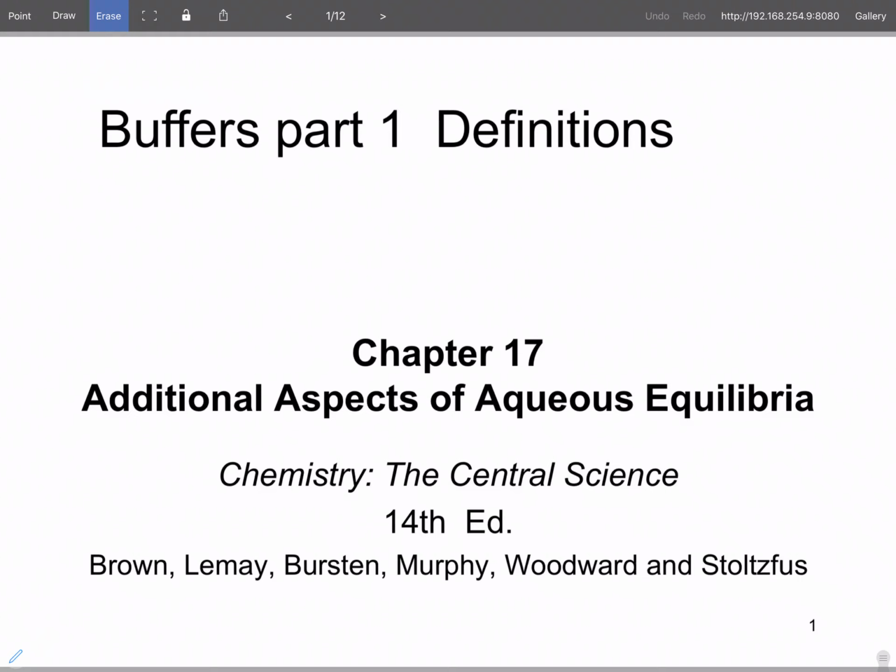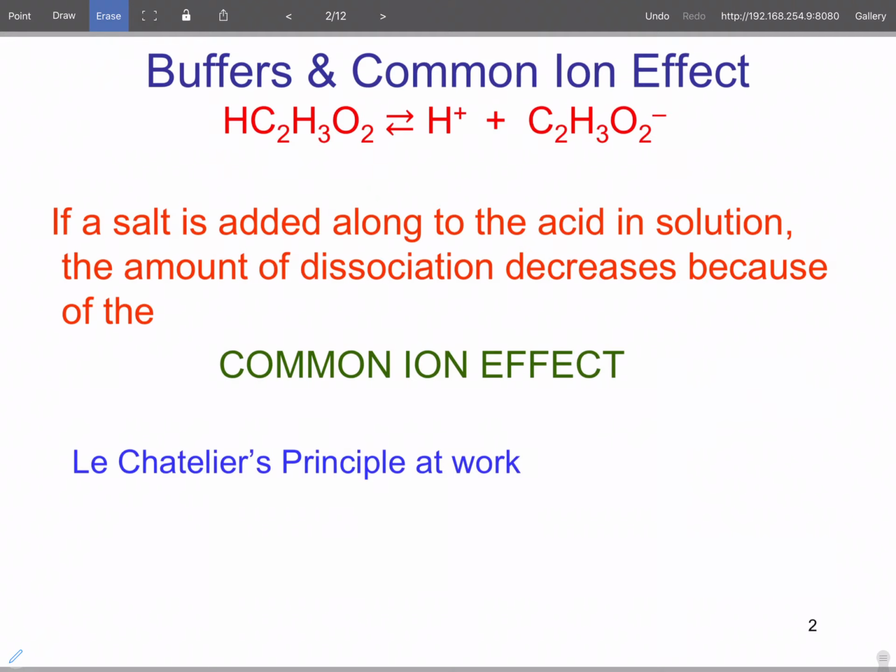Lectures for Chapter 17. This is Buffers Part 1. We're going to walk through definitions. I've tried to break them up into little chunks so that you could rewatch particular sections and not have to rewatch the entire chapter if you just wanted to look at one thing. Okay, so we're going to do definitions first.